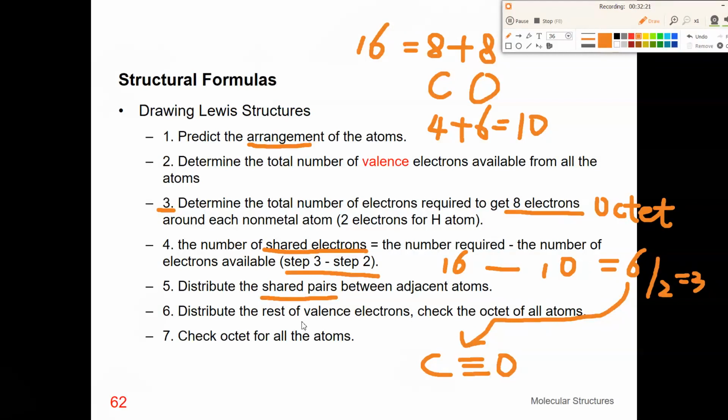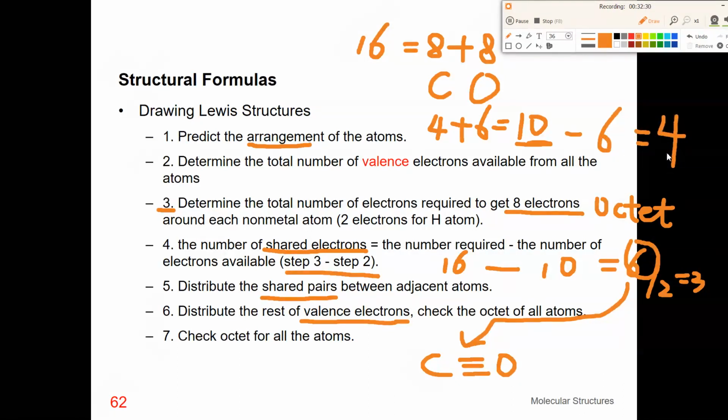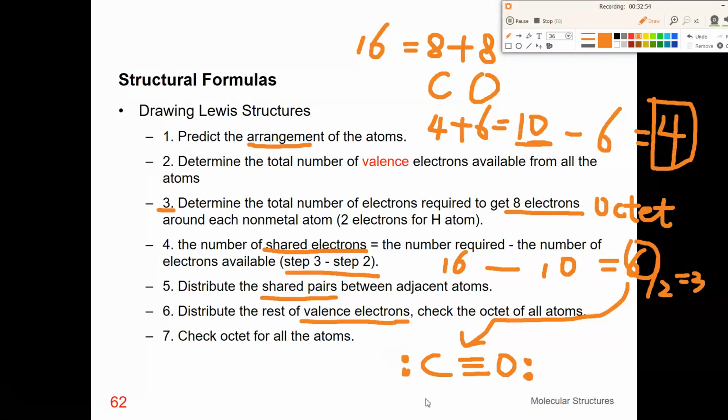Then distribute the rest of the valence electrons. Because we have 10 valence electrons, and we already put 6 there, 10 minus 6, we need to put 4 extra electrons. This 10 is the total number of valence electrons we have, and we already put 6 between carbon and oxygen. So we have 4 valence electrons left. We need to put a lone pair on carbon and a lone pair on oxygen to satisfy the octet.